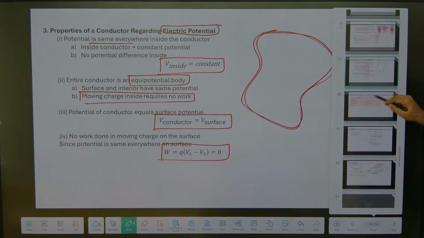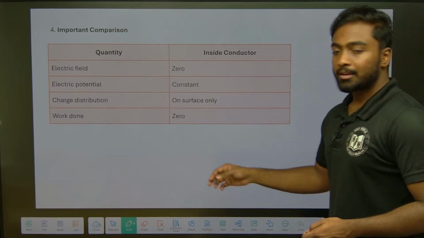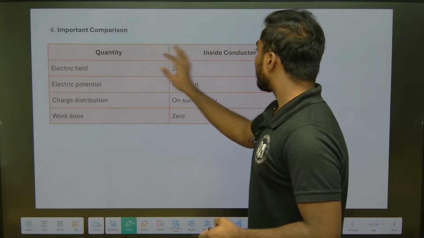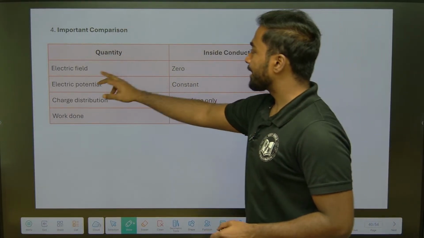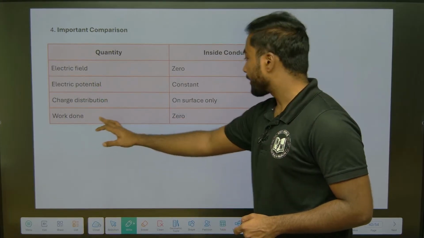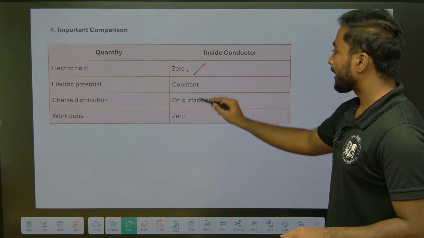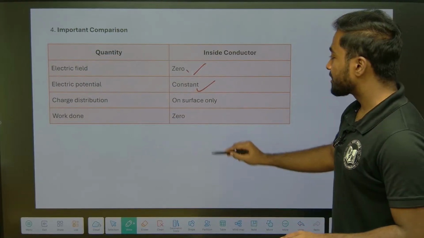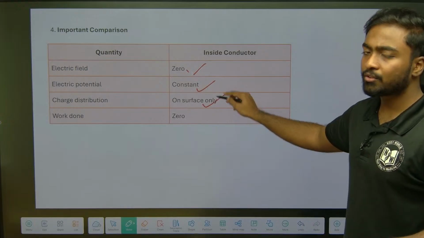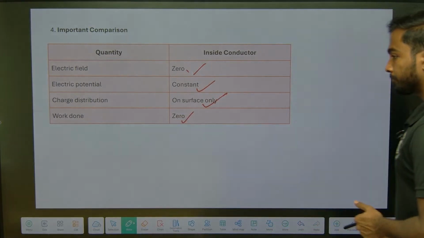Done. So I have given a simple tabular column which is easy to analyze. The quantities are electric field, electric potential, charge distribution and work done, inside the conductor. Electric field will be 0, electric potential is constant, and charge distribution is only on the surface, not inside, okay, and work done will be 0, right.